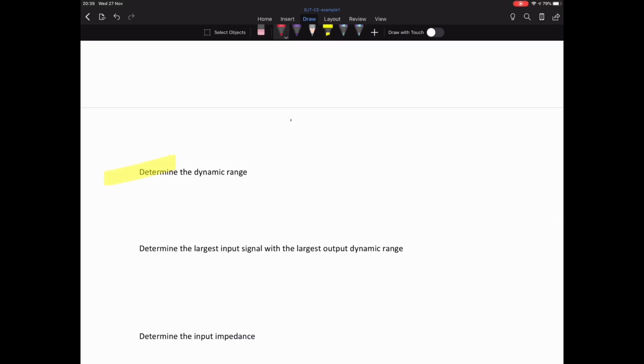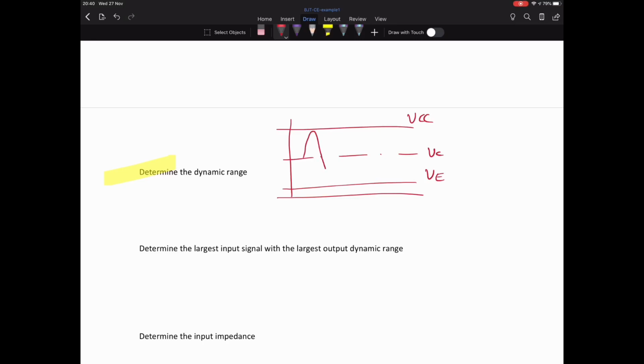One of the reasons I asked you to draw that circuit, voltage plots, was so that you understood where the range of the signal was. The supply voltage is 12 volts, the emitter voltage is 1.2 volts, and the collector sits in the middle. So my dynamic range is a signal between those two points. In this case, we're looking at 10.8 volts, 12 minus 1.2. We're centred on 6.6, and we can't go anywhere below 1.2 in our collector.